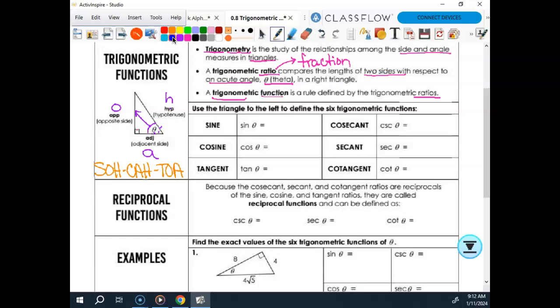All right, so let's do these ratios. Sine is opposite over hypotenuse. The way I read this is sine of theta. Sine of theta equals opposite over hypotenuse. This means that cosine is what over what? Adjacent over hypotenuse. And this means that tangent is opposite over adjacent.